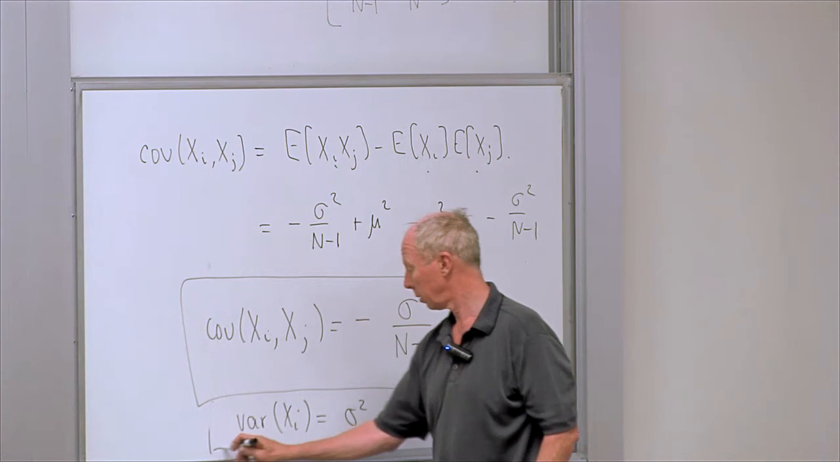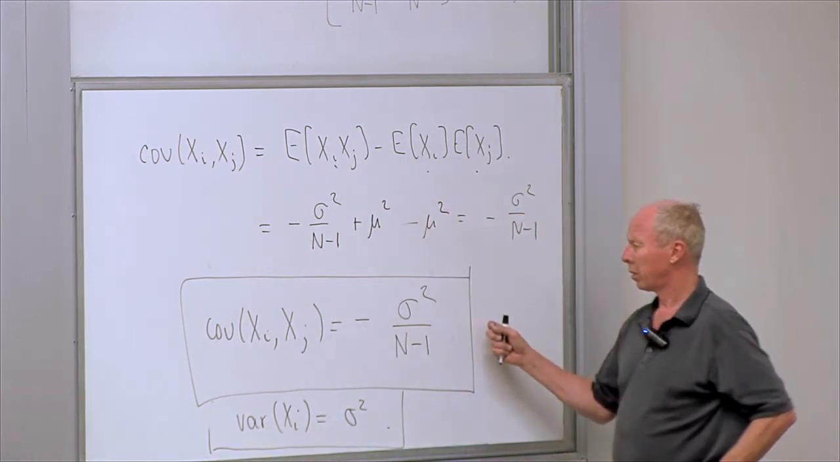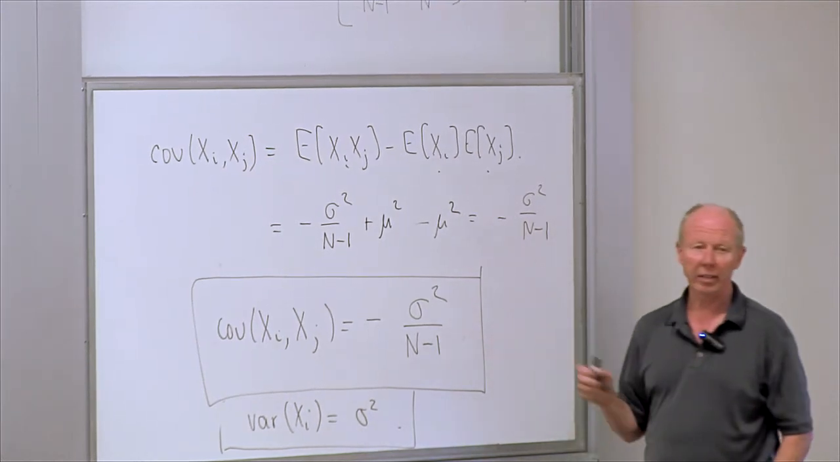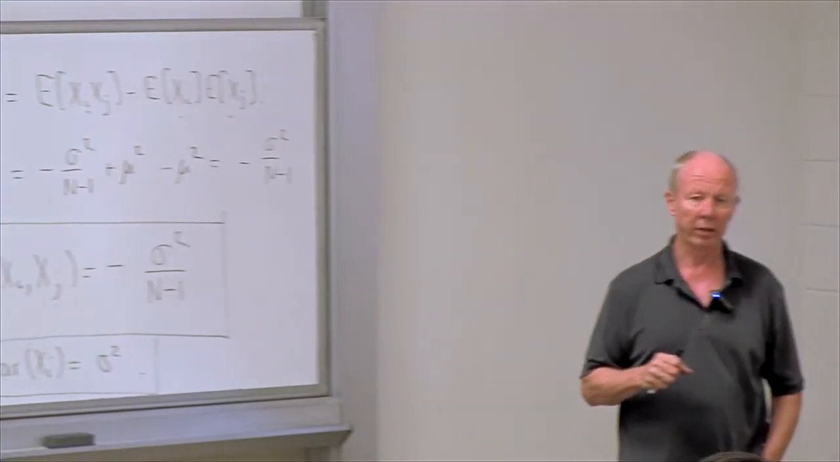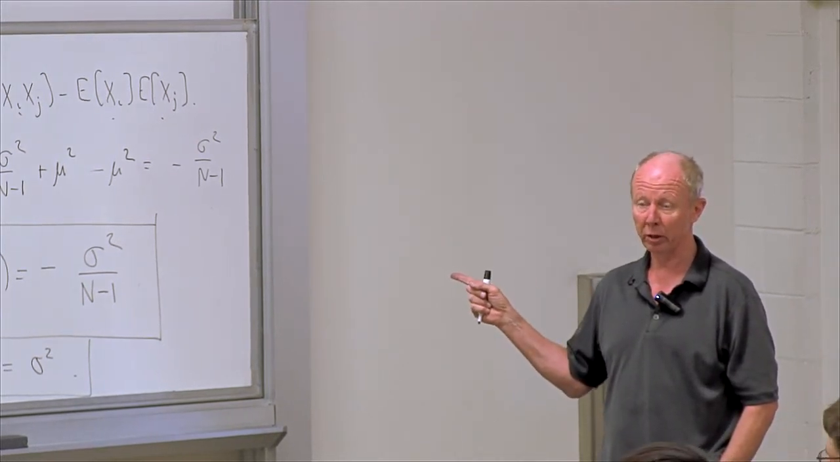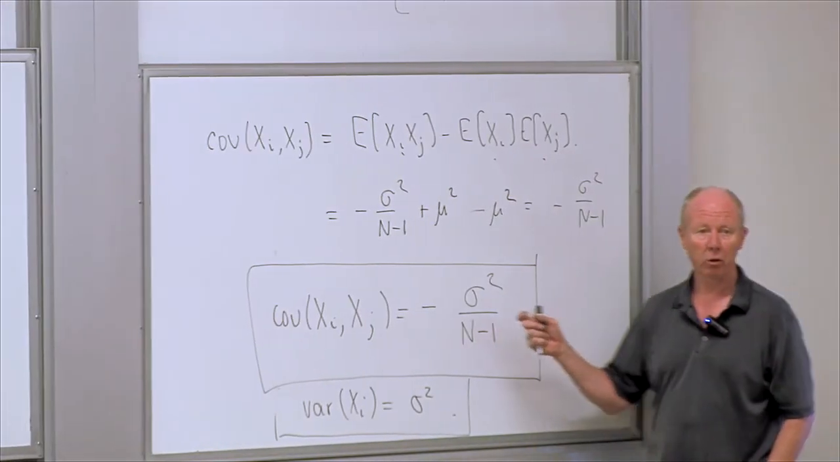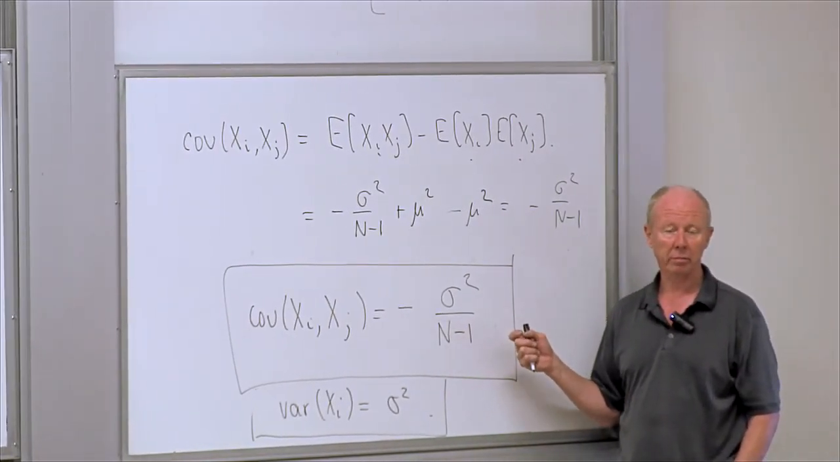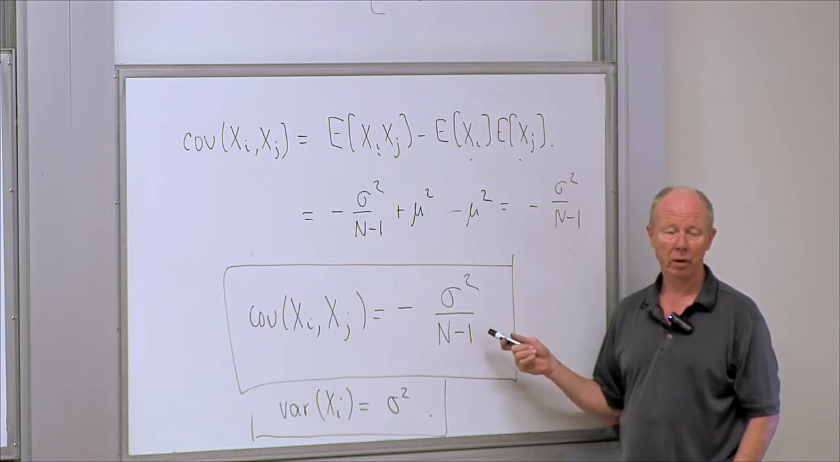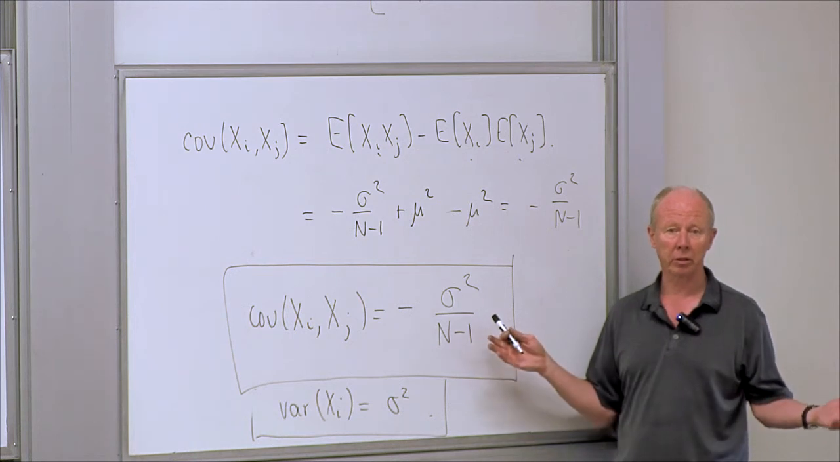Right. So let's think about this for a moment. What does this mean? If xi and xj are independent, what's the covariance? Zero. It's not zero. This is an expression of how dependent they are. How does the covariance depend on the population size? As the population size gets bigger, the covariance gets smaller. So they become more like independent random variables when they have a big population.